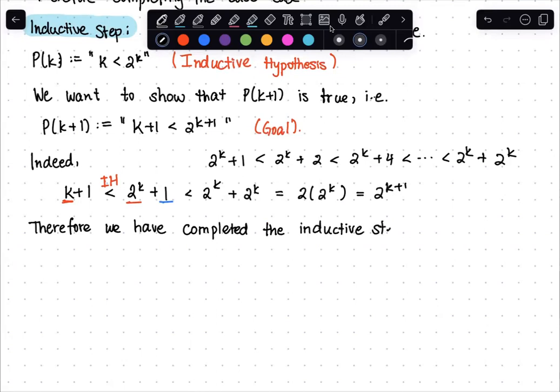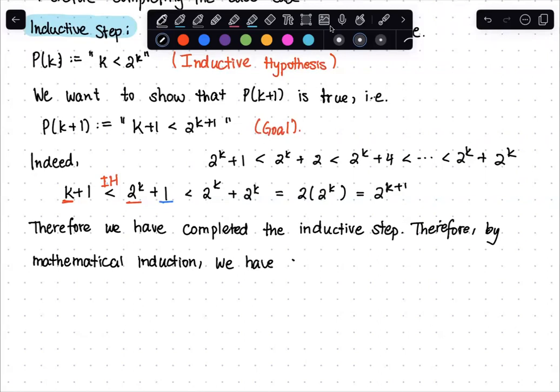Okay, so therefore, by mathematical induction, we have shown that n is smaller than 2 to the n for all n in N. So that completes the proof for this one.